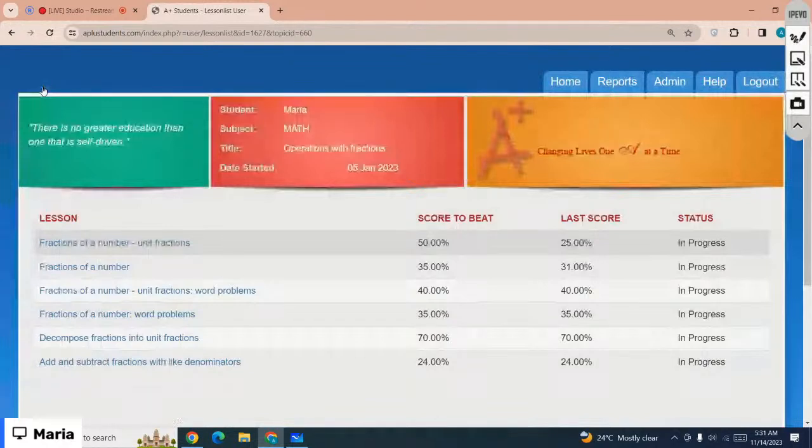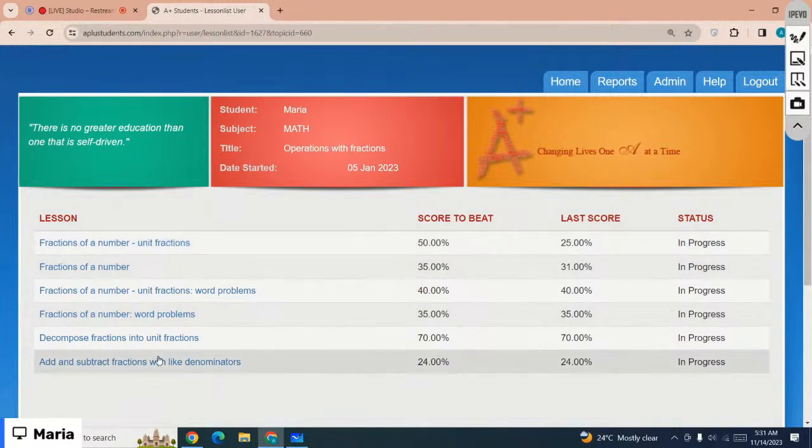The next lesson is add and subtract fractions with like denominators. So what do you mean by like denominators? What do you know about like denominators?